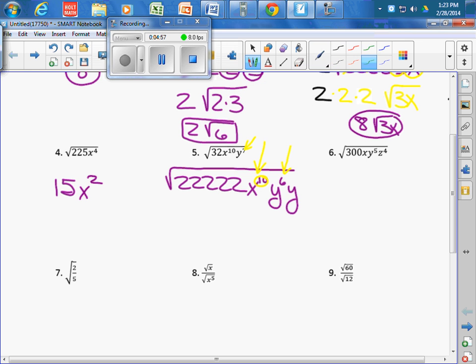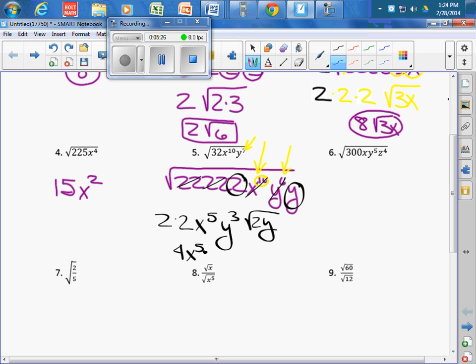I have a pair of 2's. Write one down. I can take out another 2. The square root of x to the 10th is x to the 5th. That comes out. The square root of y to the 6th is y to the 3rd. That comes out. This 2 stays back. This y stays back. So my result would be 4x to the 5th, y to the 3rd, radical 2y.